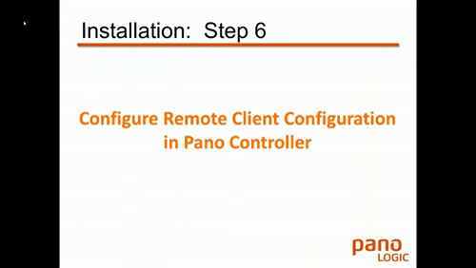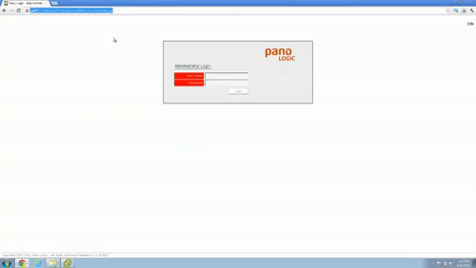Step 6. Configure remote client configuration in Pano Controller. Open a web browser and go to Pano Controller's web administration page. Log in using Pano Controller's root or admin credentials, or a directory service account if previously configured.